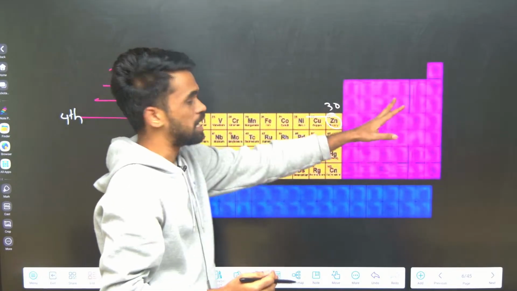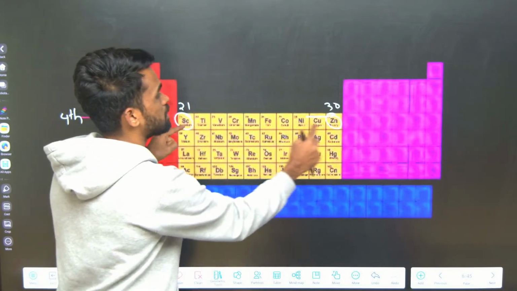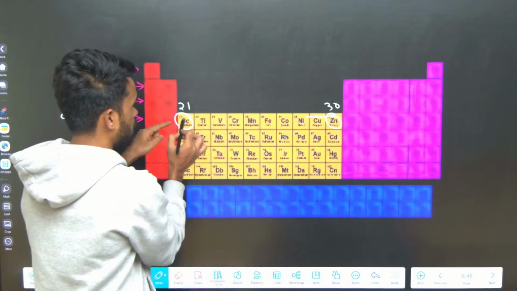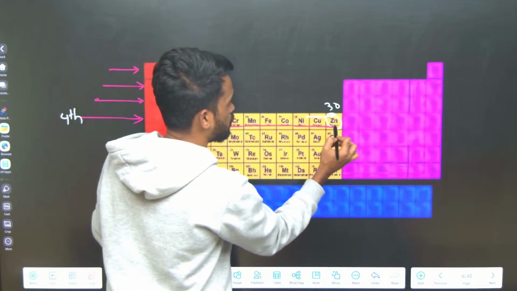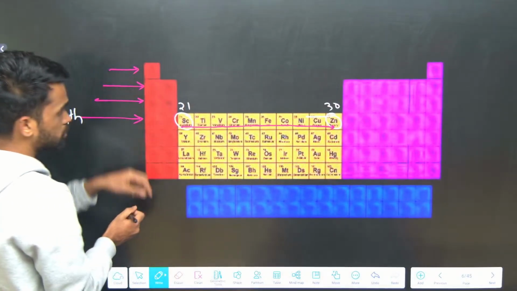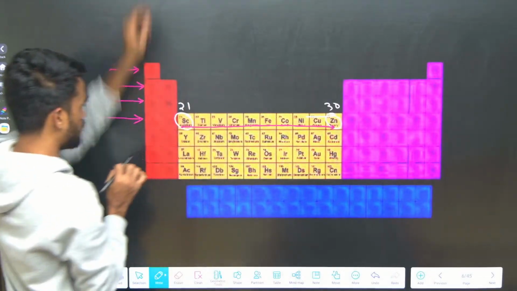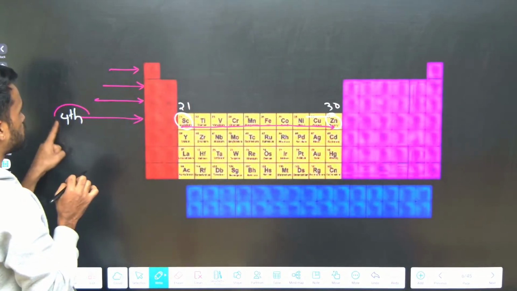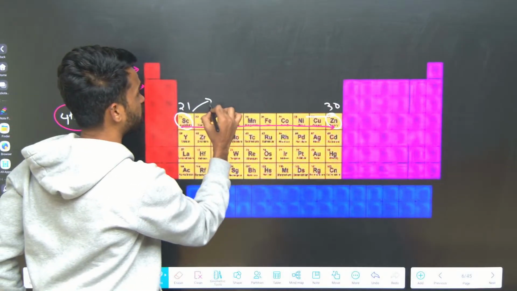After the 30th element, the 31st again comes in the P block, and then D block again later. How many elements are there in a row of D block elements? There are 10 D block elements in each row. In the periodic table we have 4 such rows. The first row starts from the 4th period, so this is the 3d series.